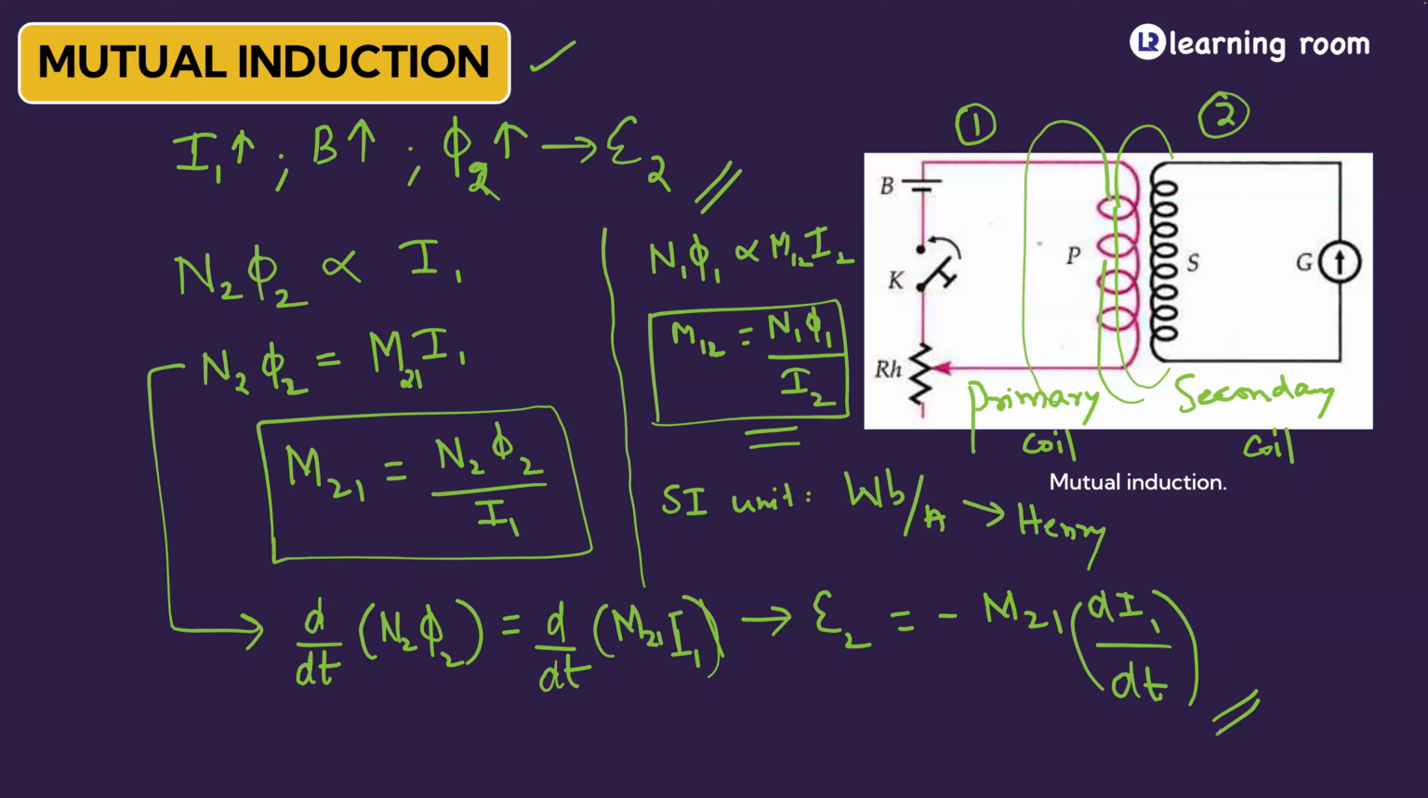I'll do one thing. Tomorrow I'll solve some problems based on these two concepts. On Wednesday we'll complete the last topic, that is the AC generator. With that, this chapter is done.